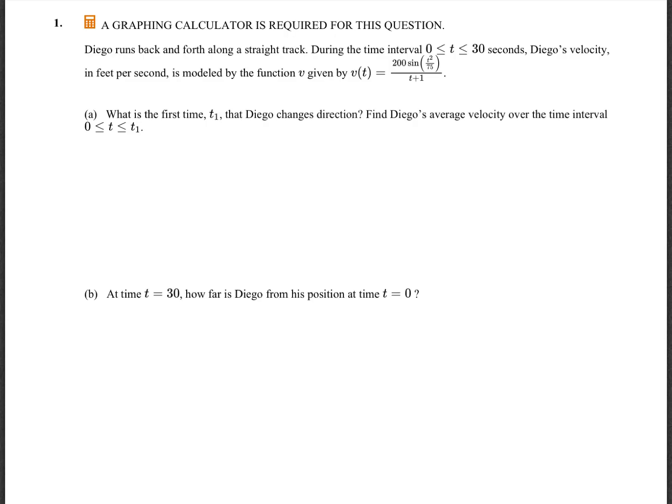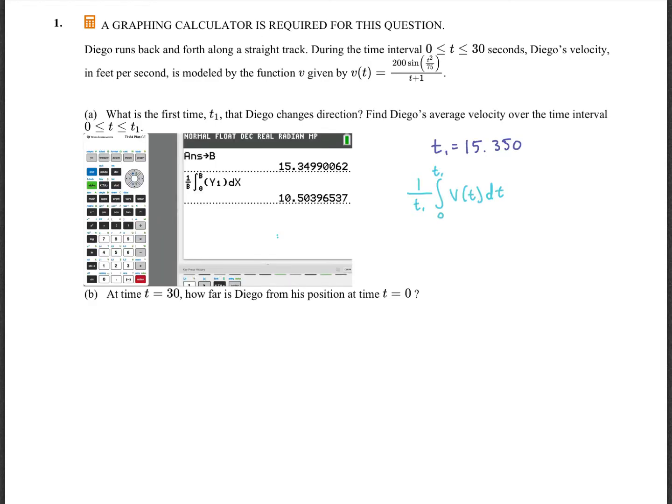Okay, so this one we'll just graph this velocity function and just see when the first time is that it crosses the x-axis, basically. Okay, let's write that. So they say find his average velocity over the time interval. So average velocity is 10.504. Okay, and then let's give units just for practice. So feet per second. That's what this is, feet per second. And even for this time, this is in seconds.